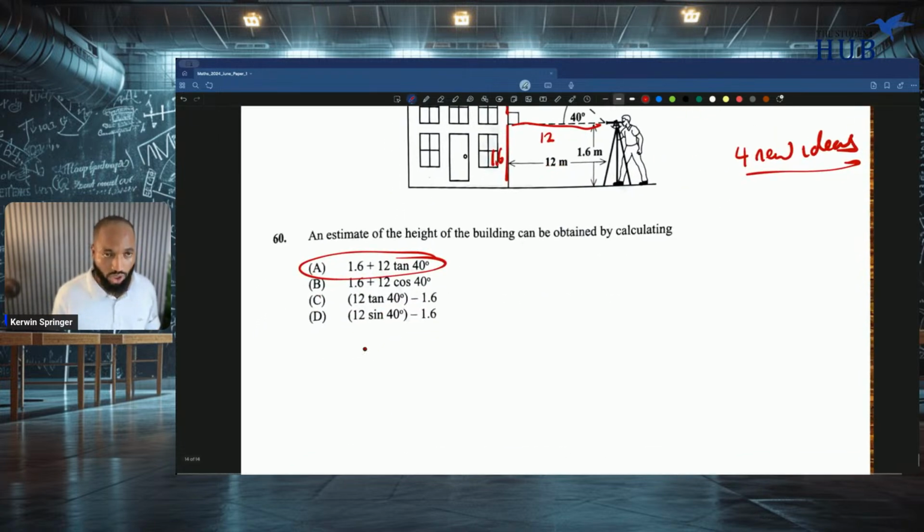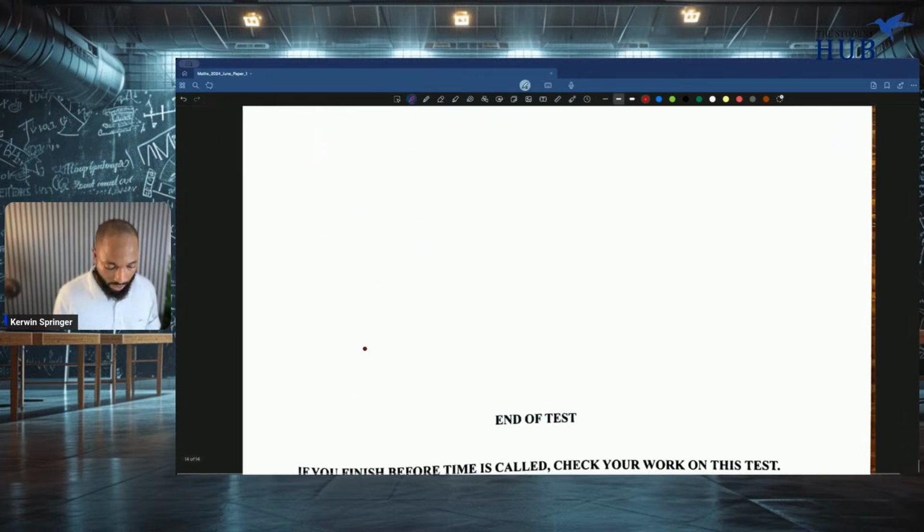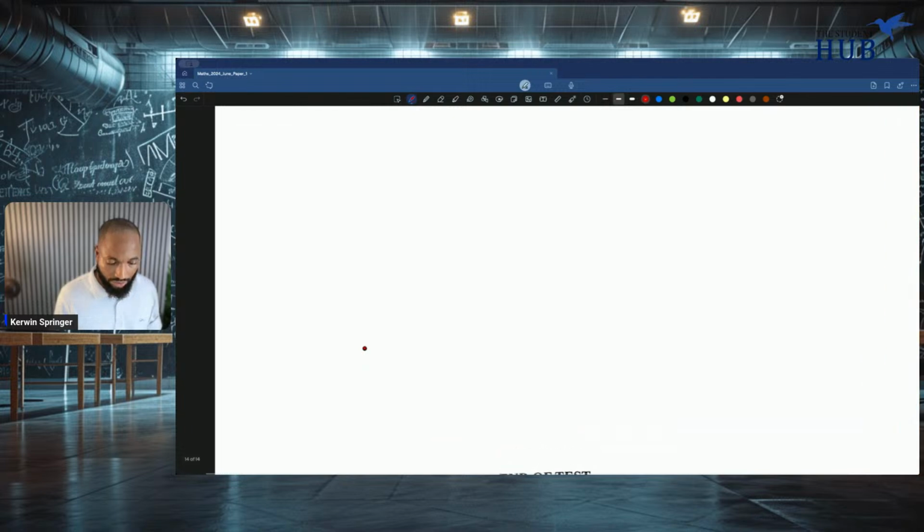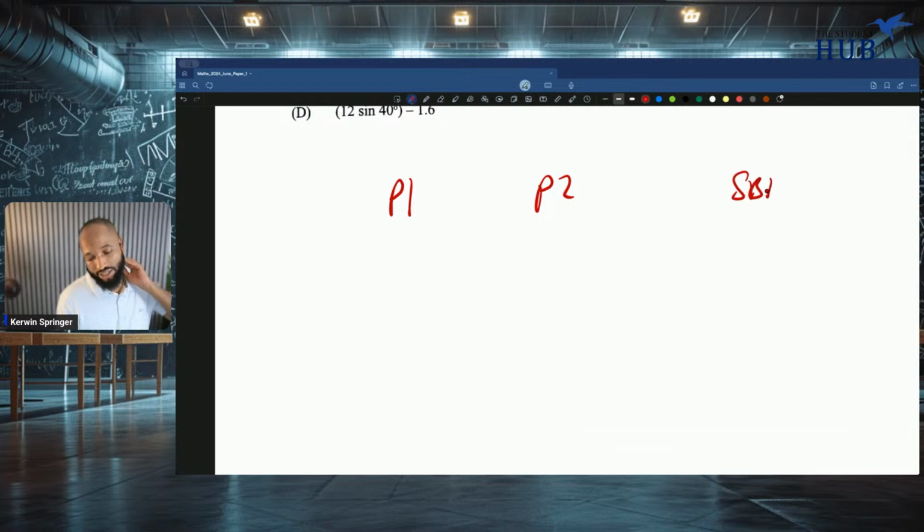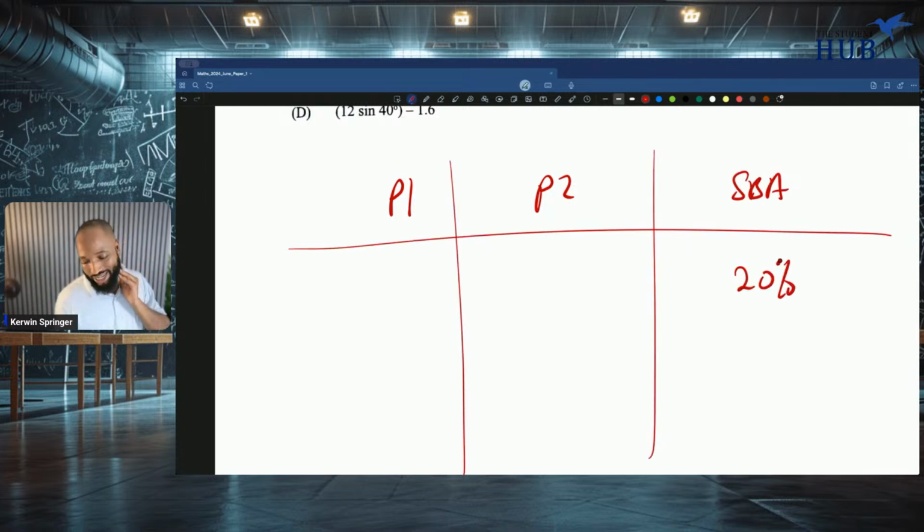So we were supposed to talk about how you would plan for the exam and why it's so important to keep doing these multiple choice. Well, paper 1, paper 2, and SBA. SBA is a free 20%. So if you didn't get 20% in SBA, it's because it's free marks. Just talk to the teacher and make sure you fix it up. At least 18%, bro. But 20%, I need.